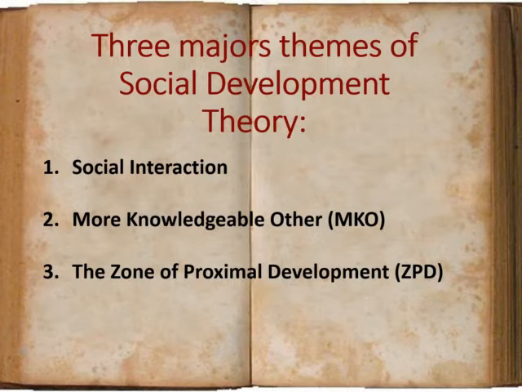Three major themes of social development theory. The first one is social interaction, the second one is the more knowledgeable other or MKO, and the last one is the zone of proximal development or ZPD.